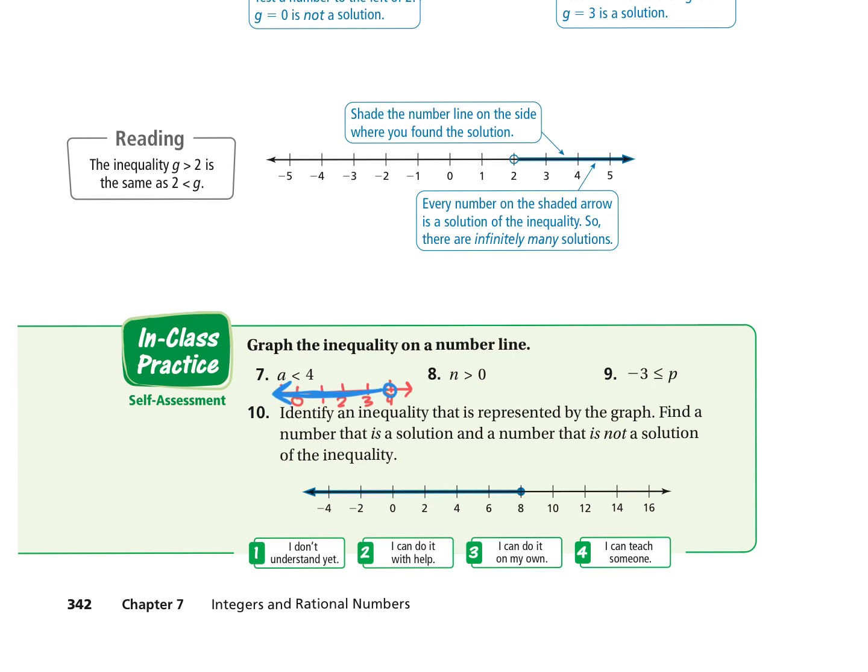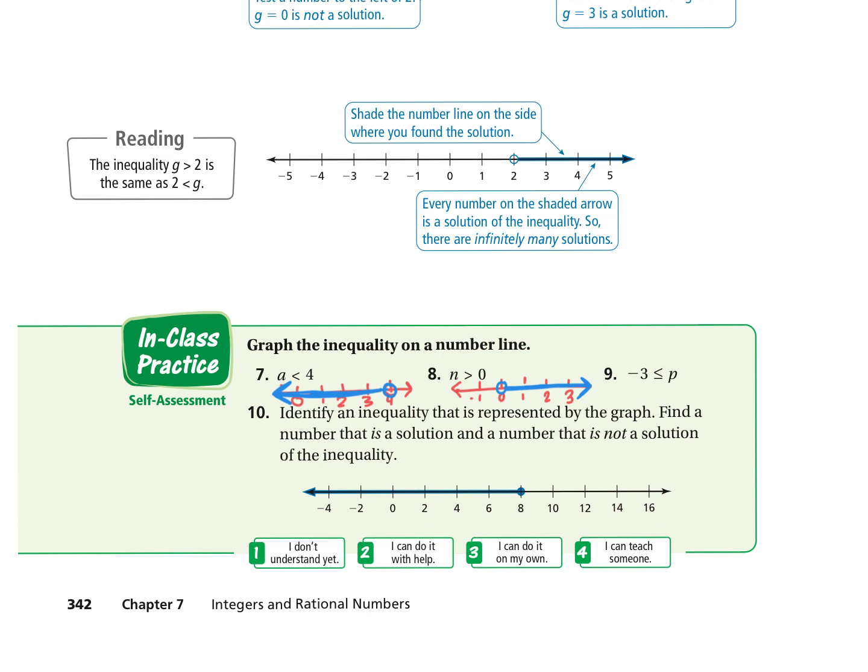All right, number 8, n is greater than 0. If I draw myself another number line and I have 0, this would be like -1, 1, 2, 3. Okay, and again, it's not greater than or equal to, it's just greater than. So 0 is only my starting place, and it's every number to the right, showing that it is greater.